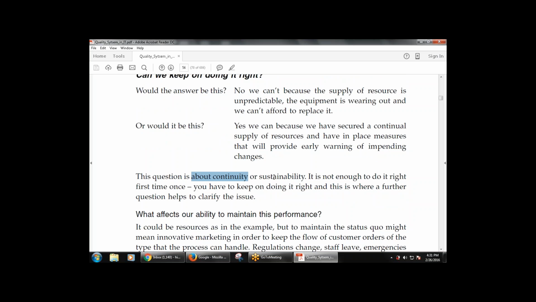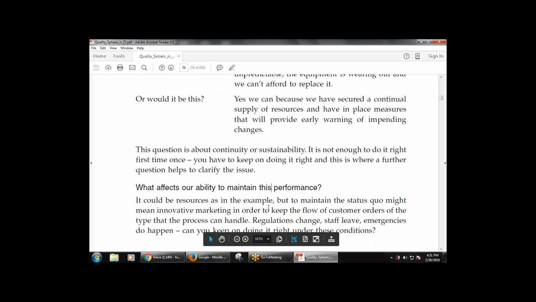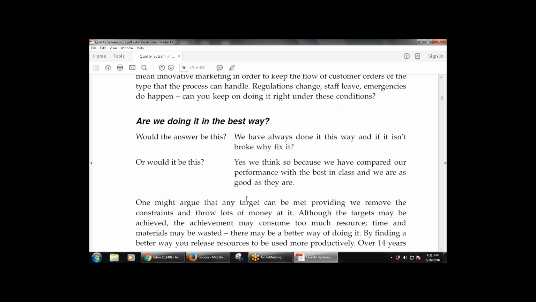This question is about continuity or sustainability. It is not enough to do it right the first time; you must keep on doing it right, and a future question helps to clarify the issue. Are we doing it in the best way? That is, whatever the category we are working in, are we doing it in the best way, or one of the best ways that is available, or not?